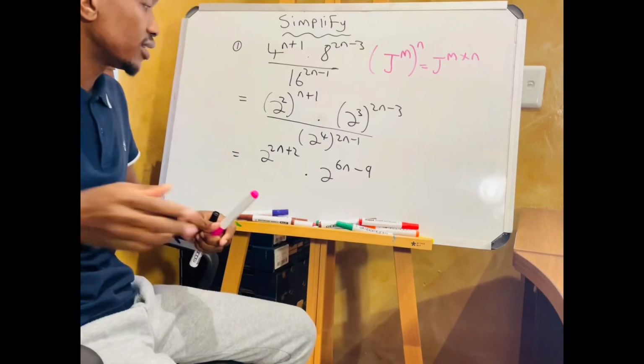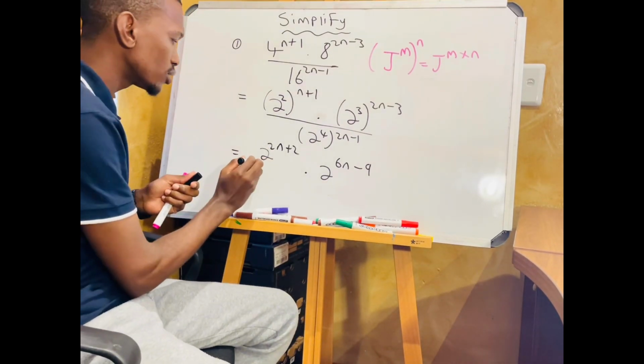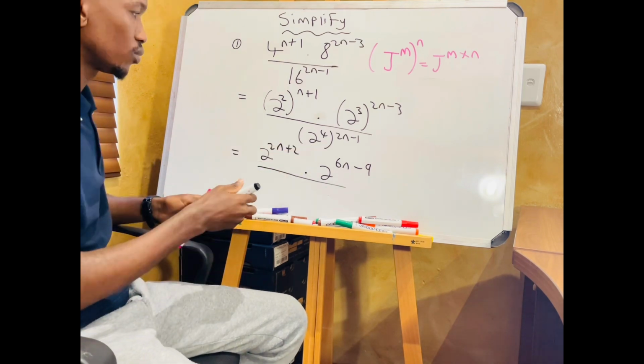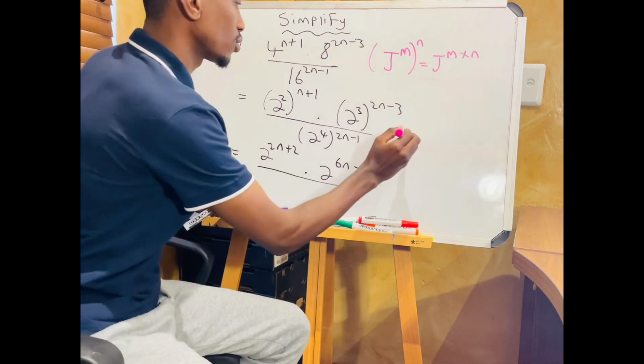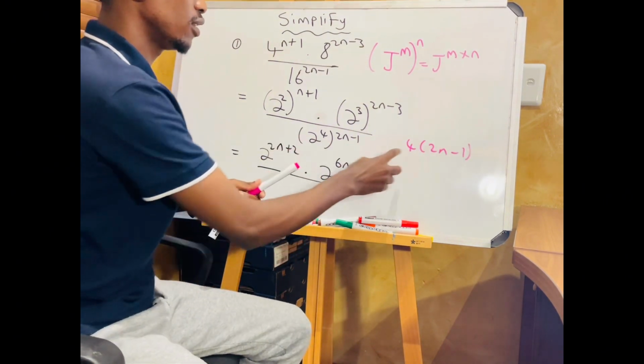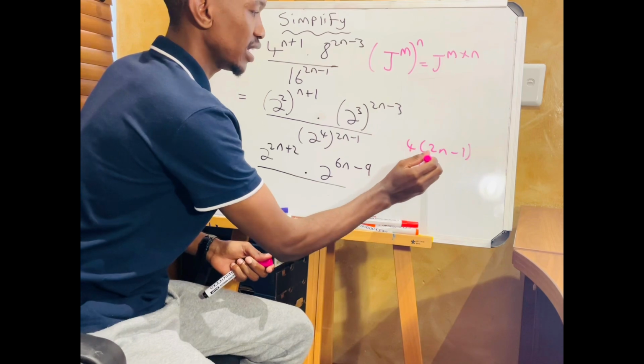All right, now let's go to the one that is below. And now we have this one. We apply the same procedure. So it's going to be 4 into 2n minus 1. Okay, 4 times 2 is going to give us 8n.